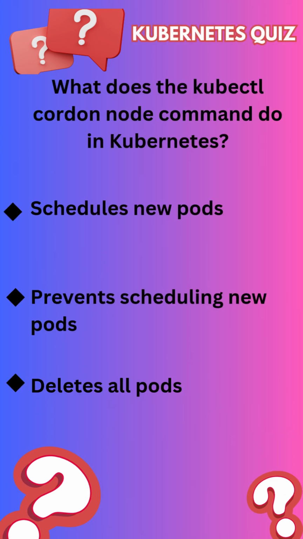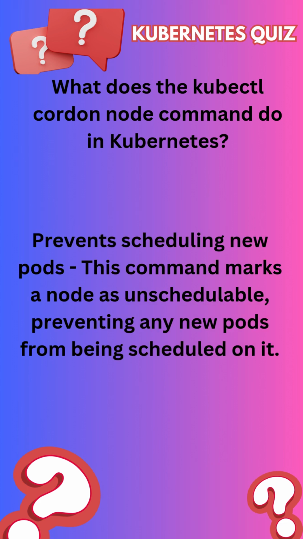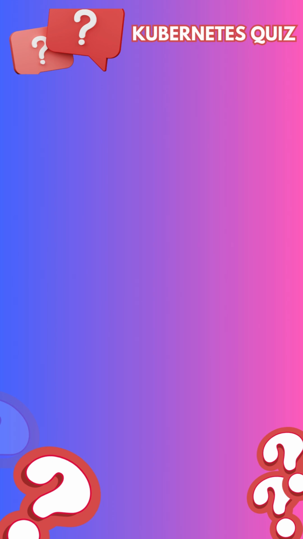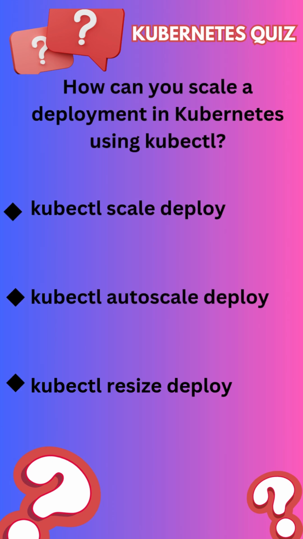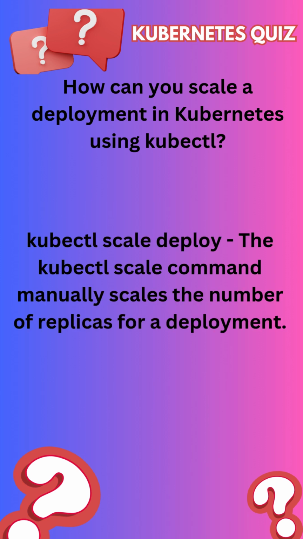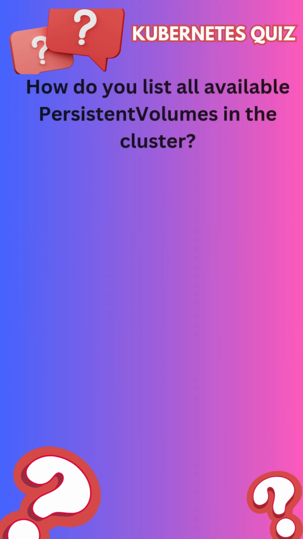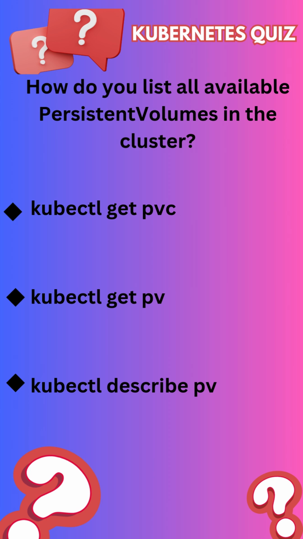What does the kubectl cordon node command do in Kubernetes? How can you scale a deployment in Kubernetes using kubectl? How do you list all available persistent volumes in the cluster?